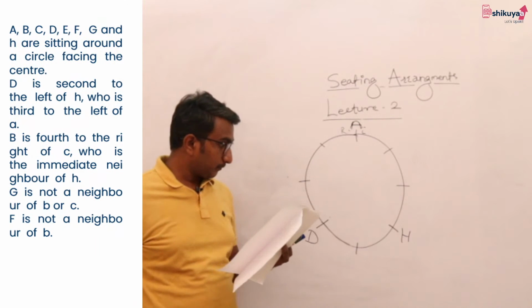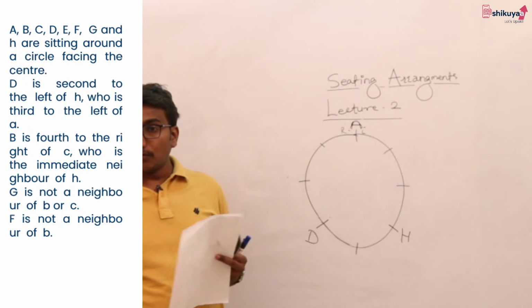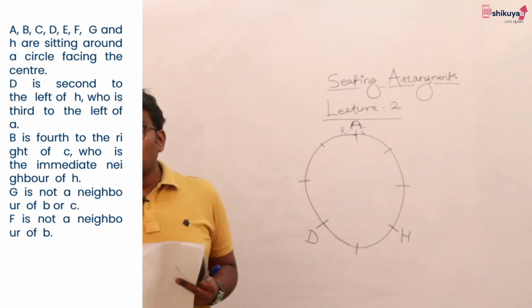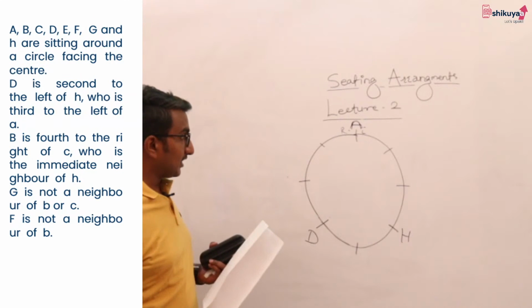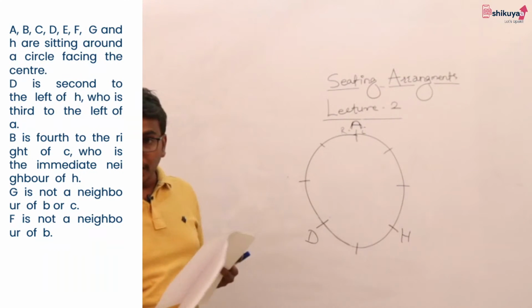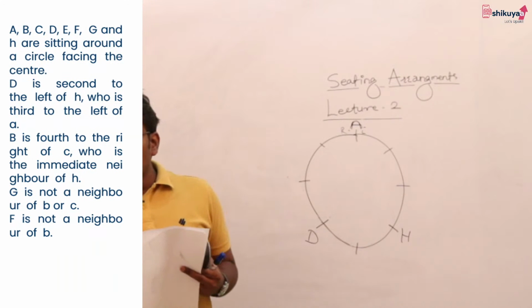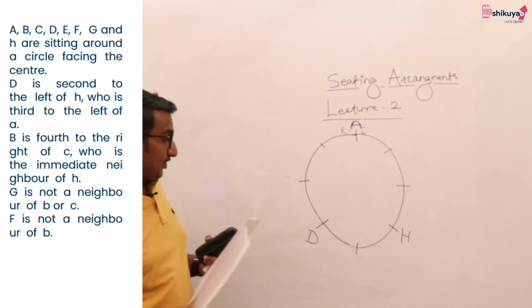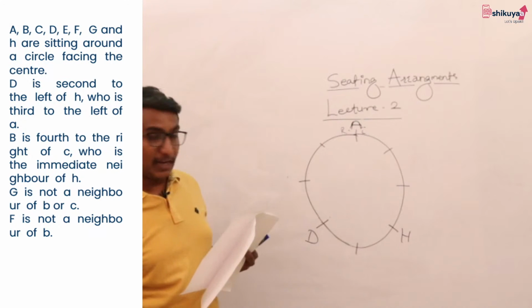Next, what they have given: B is fourth to the right of C. Who is the immediate neighbor of H?